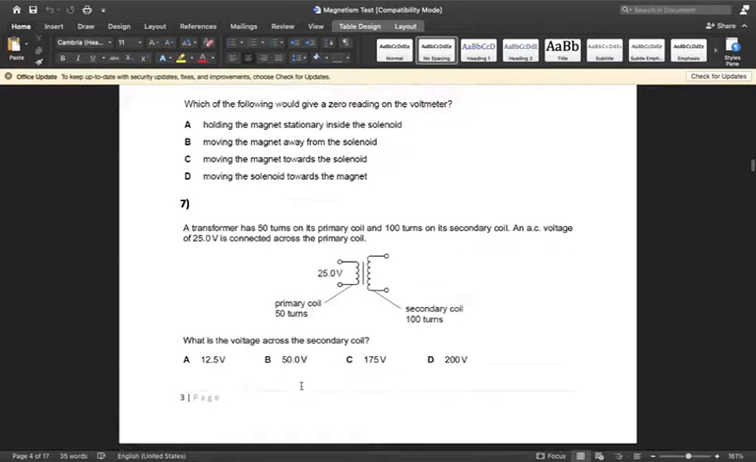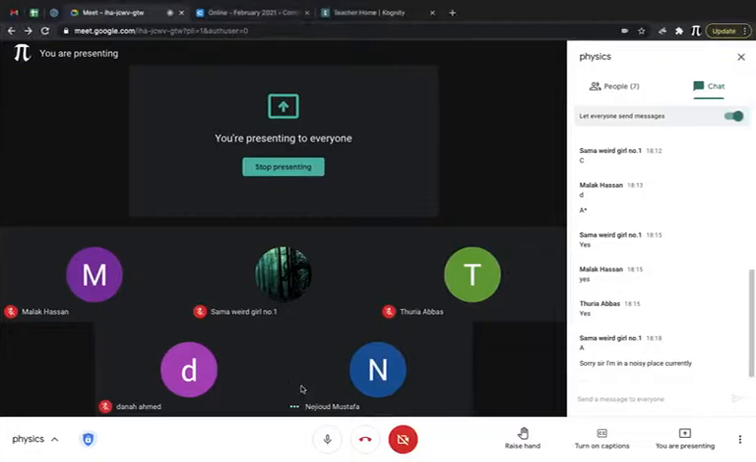Another question about a transformer. That's also very simple. The equation is N1 over N2. Yes? Can we repeat why question 6 is A?